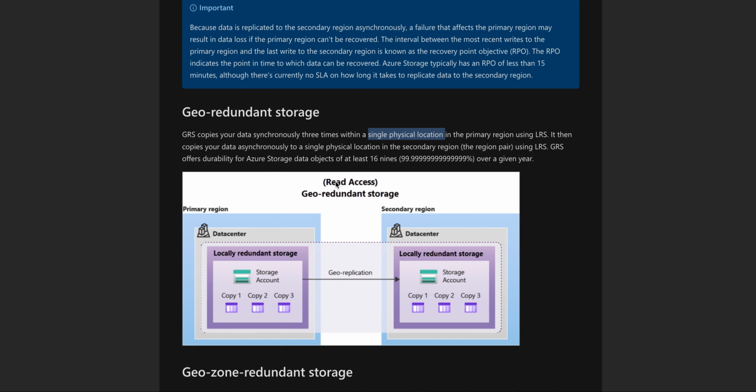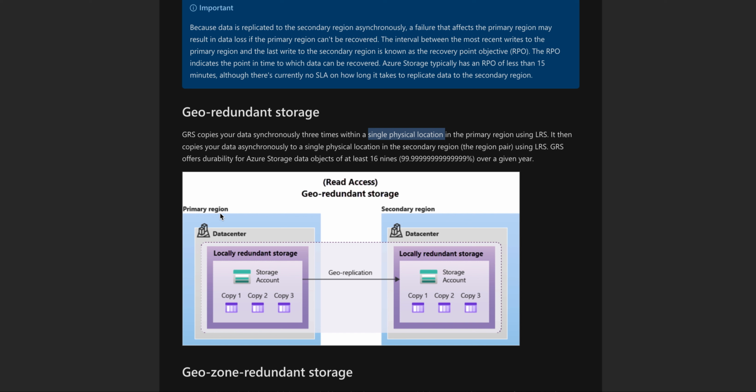Before we end this video, let's take a moment to go through this image. Just pay attention to this image. We're seeing read access here. On the left you have a primary region, on the right you have a secondary region. If you're looking for a secondary region, we can't just select one. It has to be a pair. They have defined region pairs, and the second region is hundreds of miles away from the primary region.